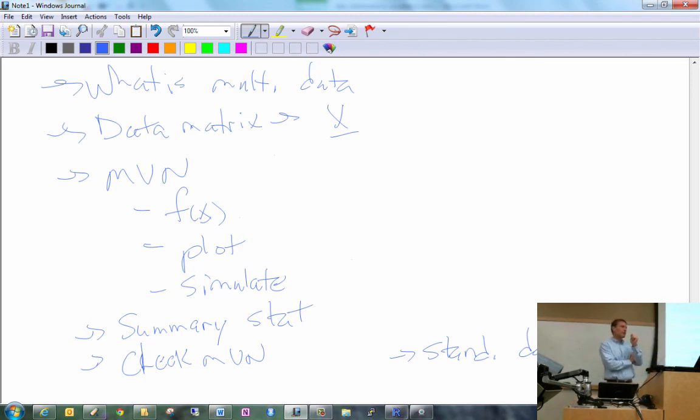When you say the structure of the data matrix in the context of multivariate data, do you just mean rows versus columns, variables? Yep. And the notation associated with it.